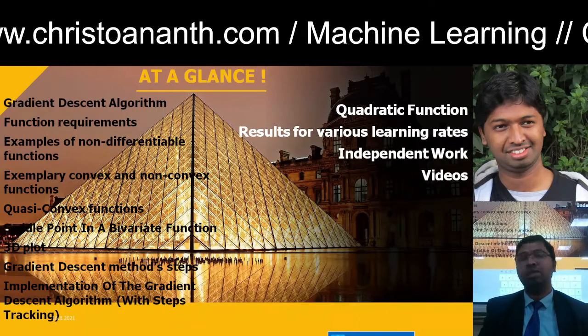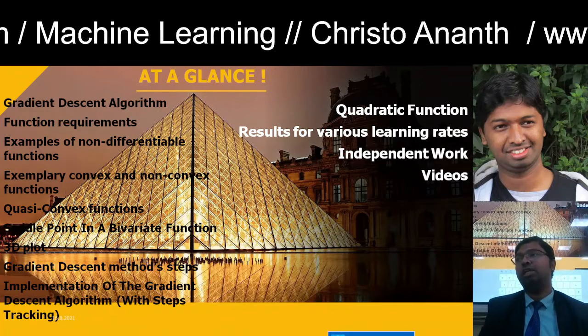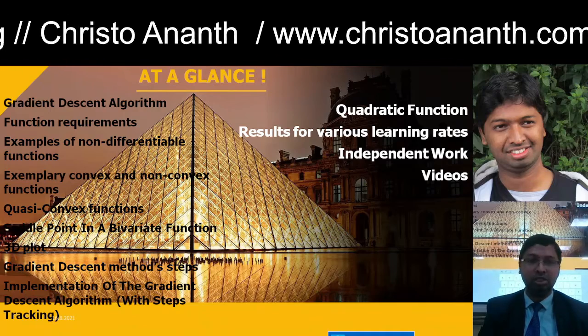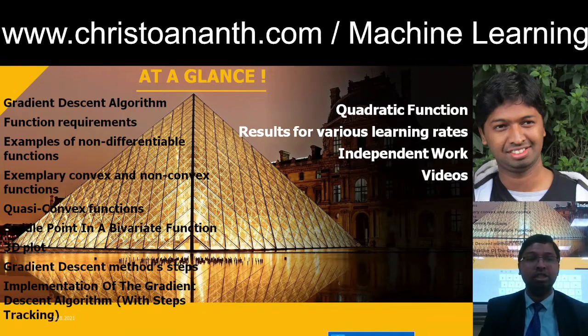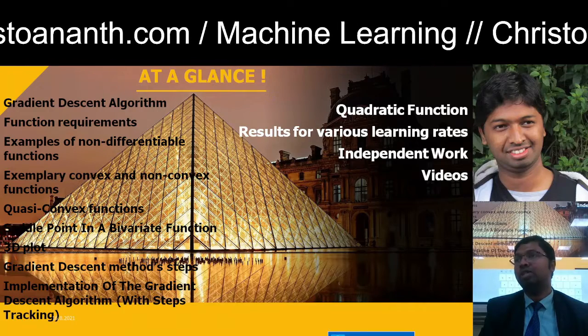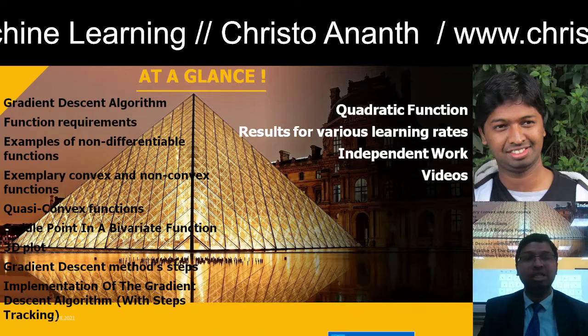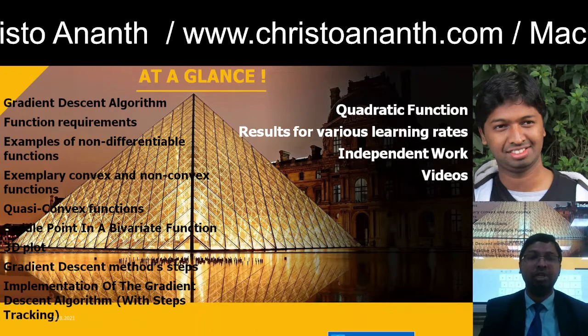So in this class, we discuss about the gradient descent algorithm. What are the actual function requirements? What are the examples of non-differentiable functions? And about convex and non-convex functions. Then we discuss about quasi, quasi means half, semi, quasi-convex functions. Then we discuss about the saddle point in a bivariate function.